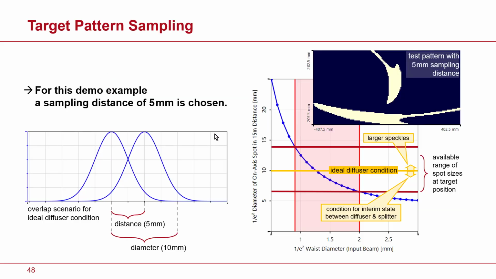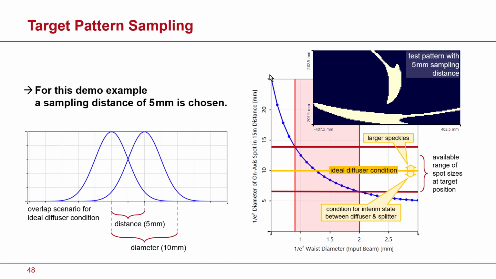So what should now be the target pattern sampling? At the end we chose 5 millimeters. And you see with 5 millimeters our pattern looks quite rough, but you'll see that this will be smoothed out because the spot shapes are round and they are overlapping and they will form some smooth contour. At least that's what we expect, and not what we would hope for with a classic diffuser.